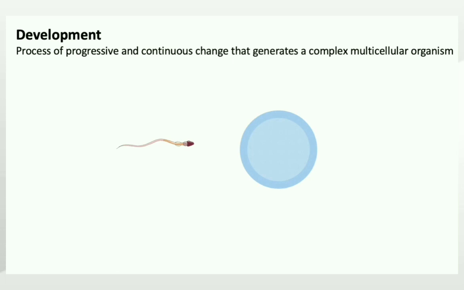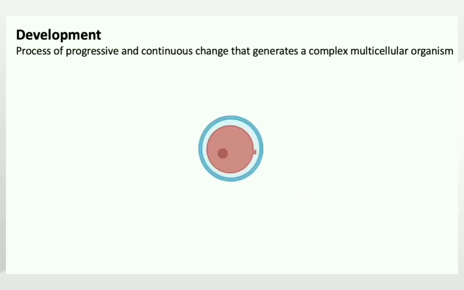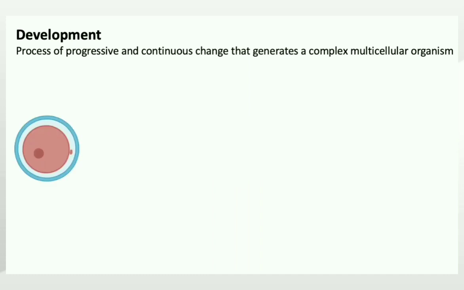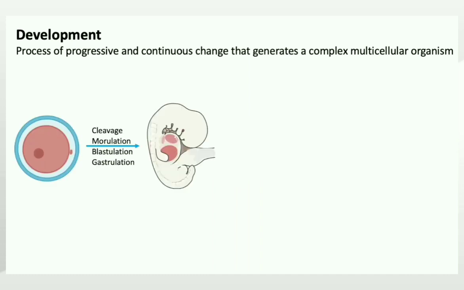Development is the process of progressive and continuous change that generates a complex multicellular organism. It starts off with the gametes, where the sperm fertilizes the egg through a species-specific process. This creates the zygote, a fertilized egg with a diploid chromosomal complement generated by the fusion of the haploid male and female pronuclei. After fertilization, the zygote goes through several developmental phases to create an embryo.